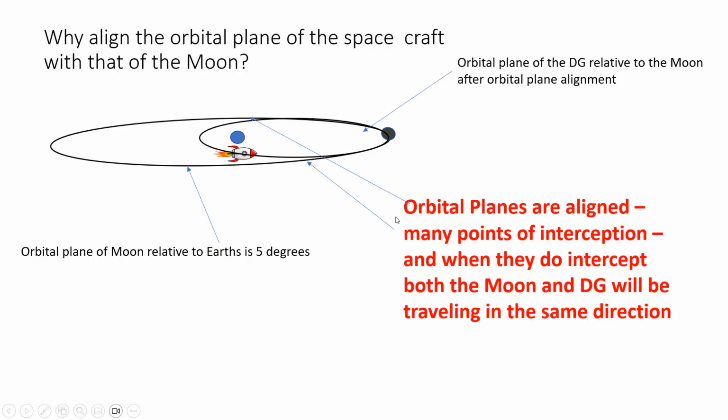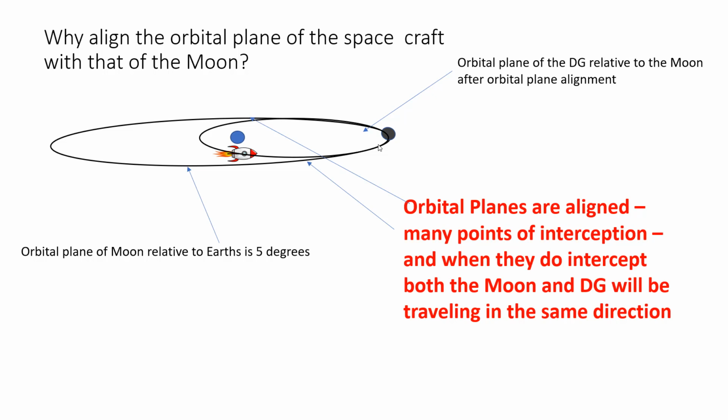Okay, a better approach is to align the orbital plane of the Delta glider about Earth with that of the moon about Earth. And now you've got many, many points of intersection. And when the Delta glider does intercept the moon, they'll be traveling in the same direction. So the only thrust required is a slowdown thrust. Sufficient slowdown thrust will result in the Delta glider falling into orbit around the moon. It's quite simple, actually, if they're in the same orbital plane.